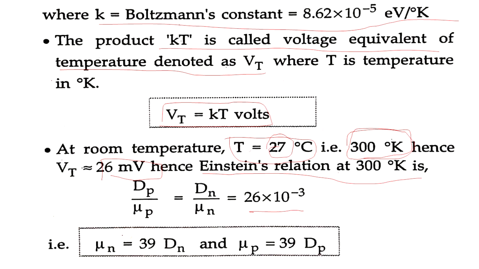From this Einstein relation, we can derive the mobility of electron and the mobility of hole. So if you do the simplification from this equation, mu n is equal to Dn divided by 26 into 10 power minus 3, which will give 39. So the mobility of electron mu n is equal to 39 times the diffusion constant of electron. Similarly, the mobility of hole mu p is equal to 39 times the diffusion constant of the hole Dp.